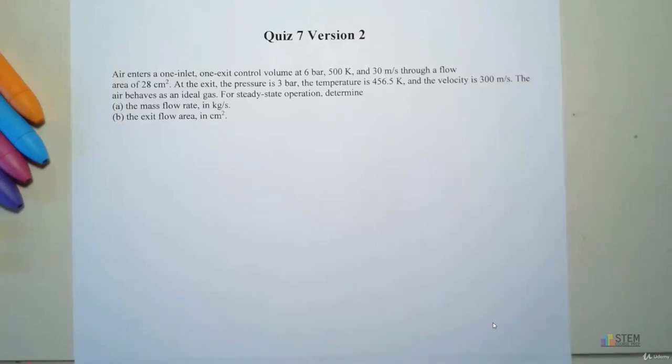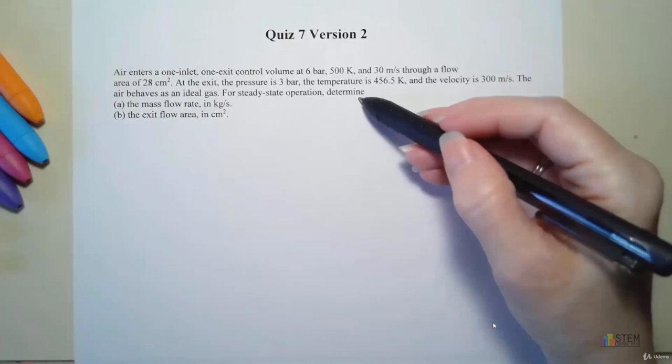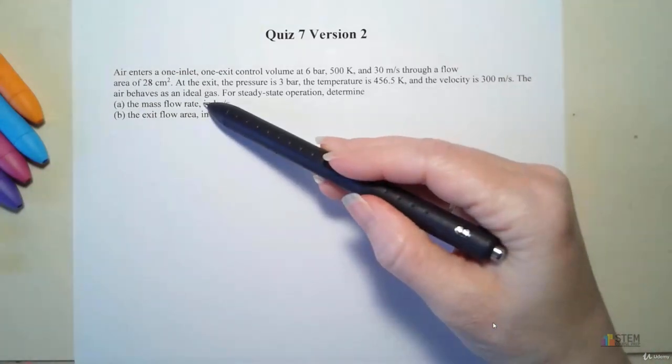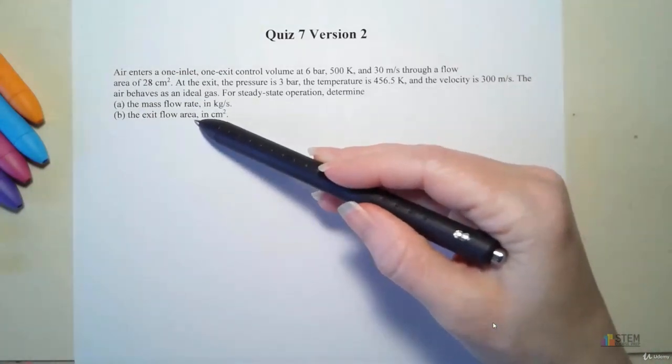At the exit, the pressure is going to be decreased to 3 bar. The temperature has decreased to 456.5 Kelvin. The velocity has increased to 300 meters per second. Air is going to behave as an ideal gas, and then we're going to have steady state operation. We need to find the mass flow rate and the exit flow area.